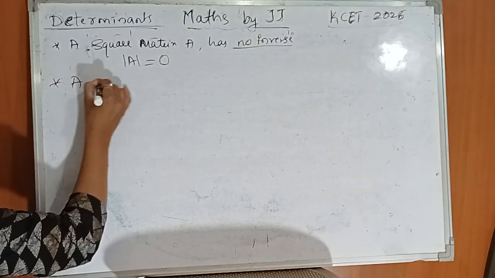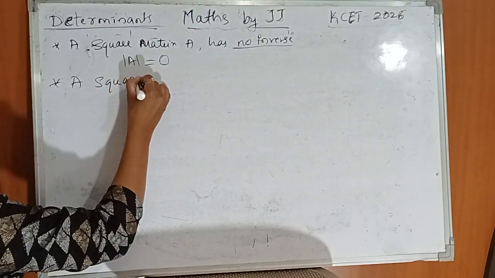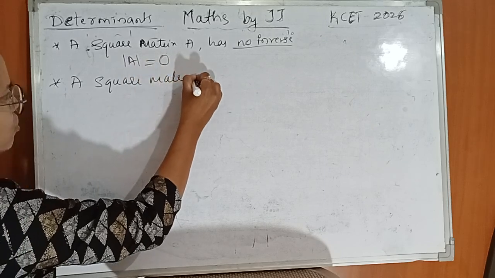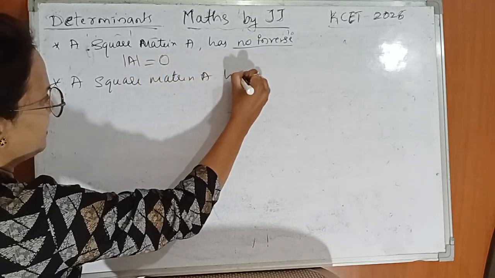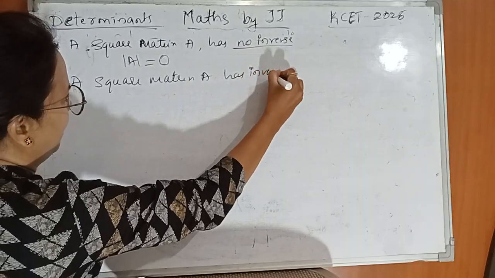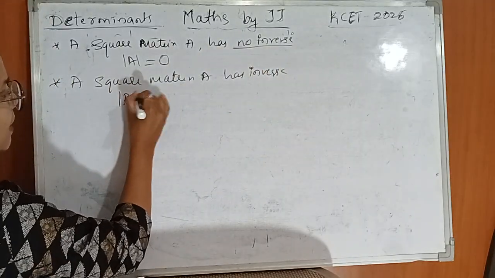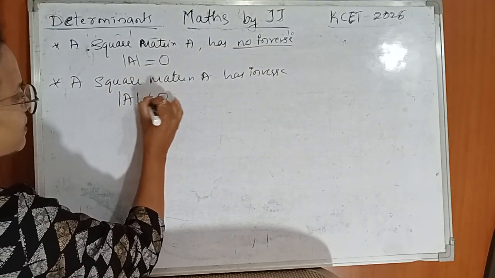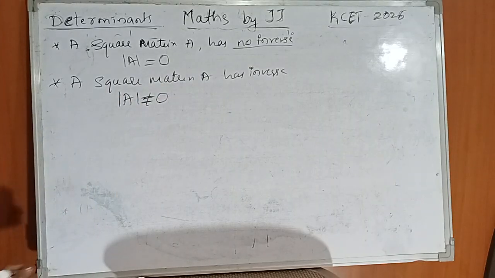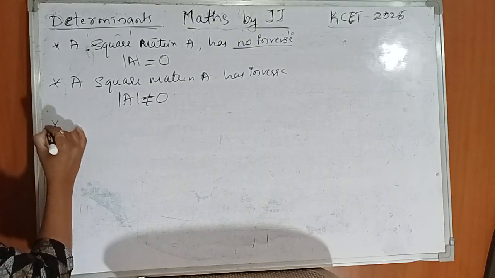So to have an inverse for a square matrix, what must be the condition, student? Has inverse means the determinant of the matrix should not be equal to 0. That means it should be a non-singular matrix. Okay, these are the two conditions.